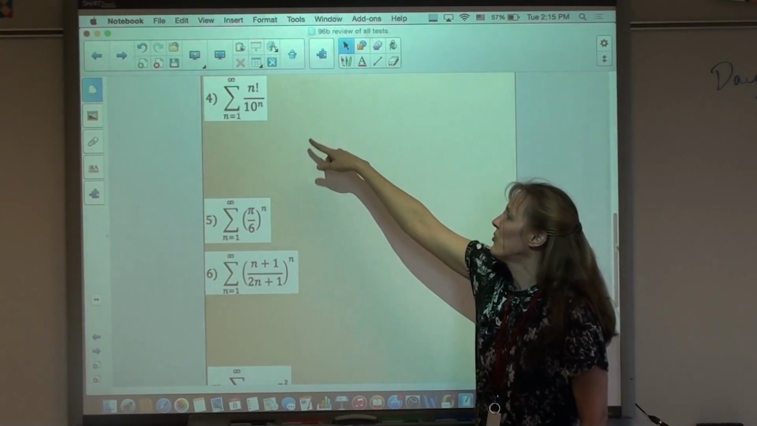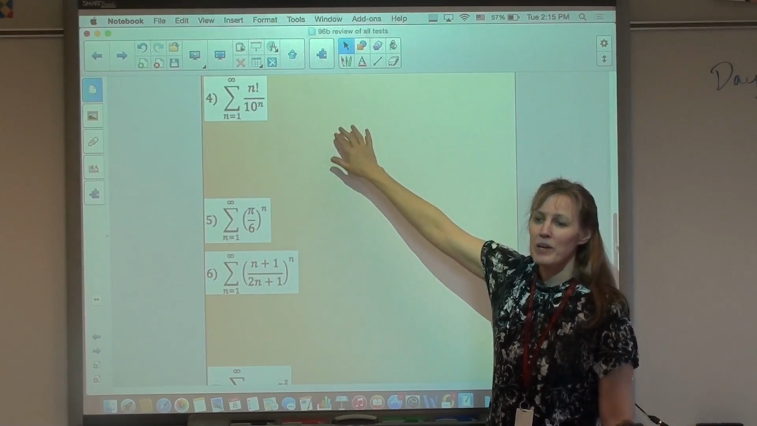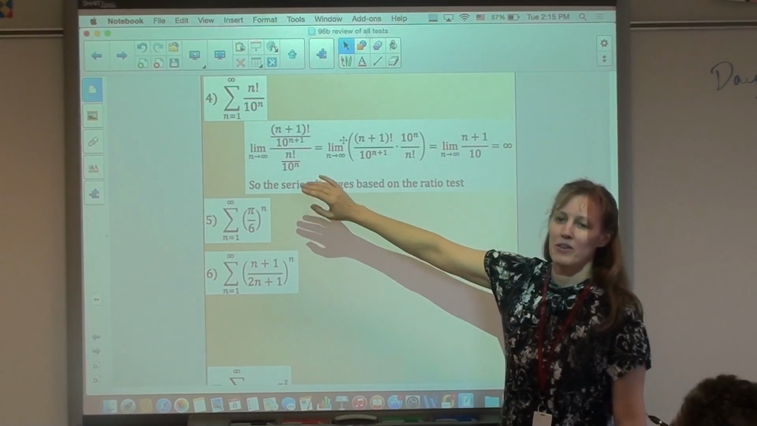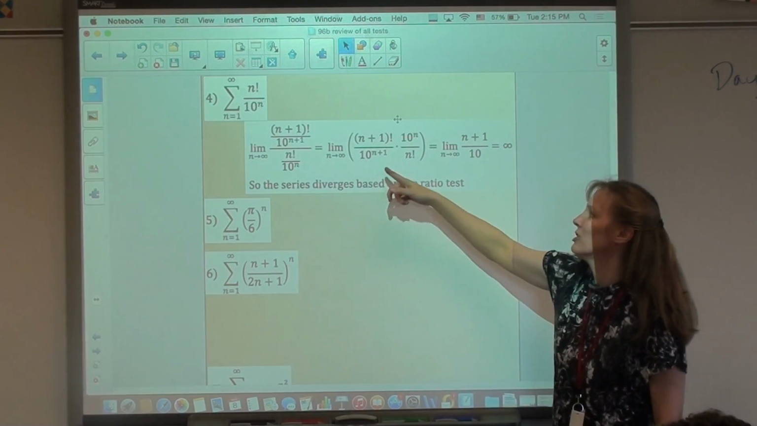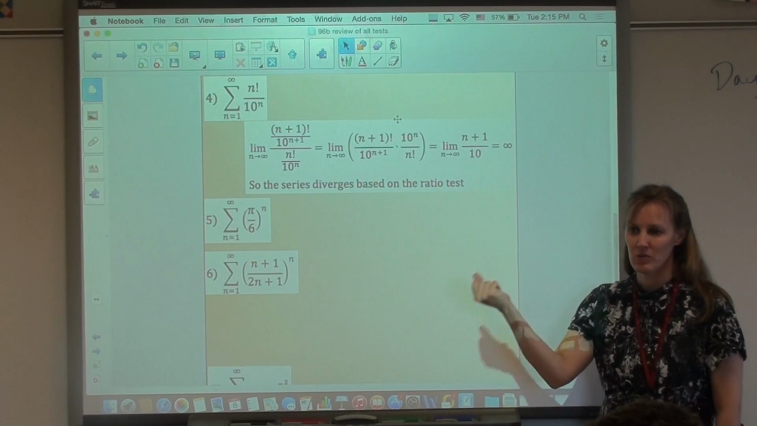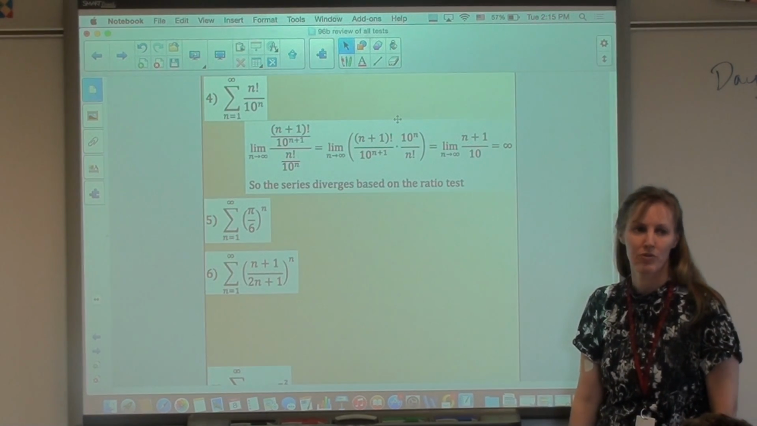Alright, so the first one, you could just do nth term test, right? I did ratio test, but you could certainly do nth term test and be done. Nth term test, 1 second, you're done, because the limit approaches infinity, because factorials grow faster.